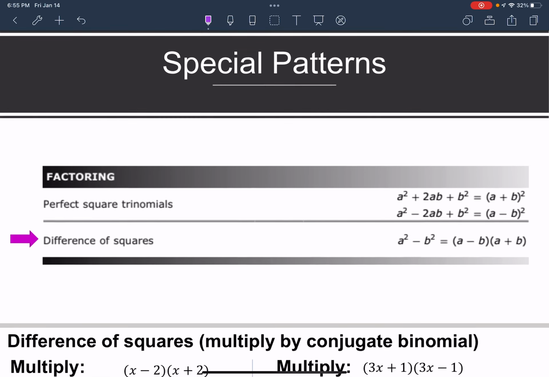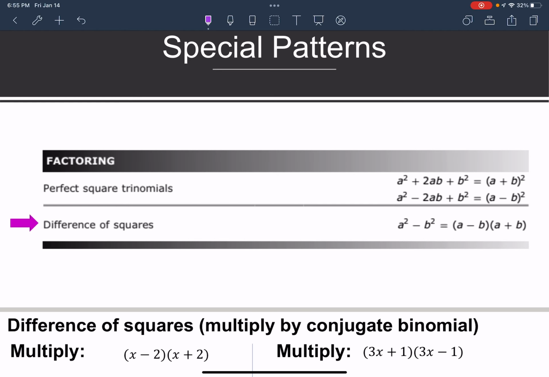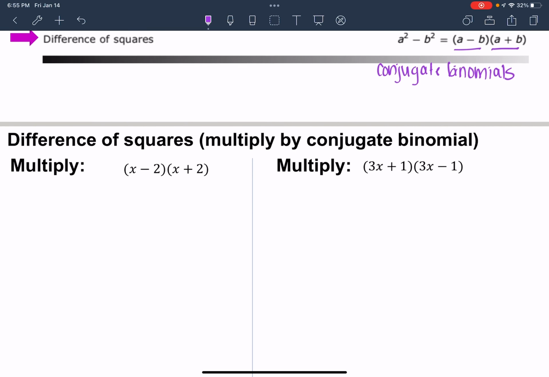So now let's look at another special pattern. So this special pattern is when you multiply what are called conjugate binomials. So conjugate binomials are binomials that look exactly the same, except they have opposite sign. So you see here a minus b times a plus b. So they're the same binomial, but they're opposite in sign. So when you multiply that, you will get a squared minus b squared. The middle term will basically cancel out. So let's look at an example of this.